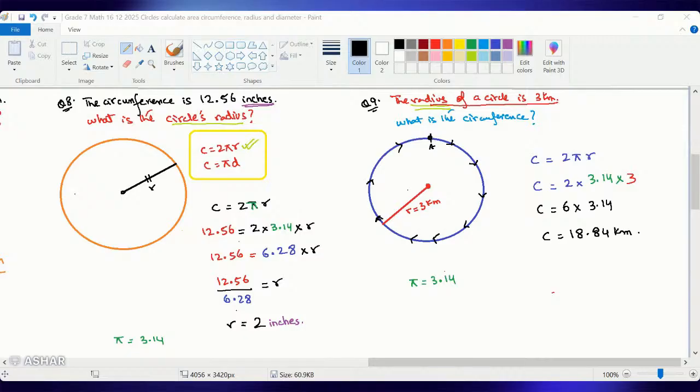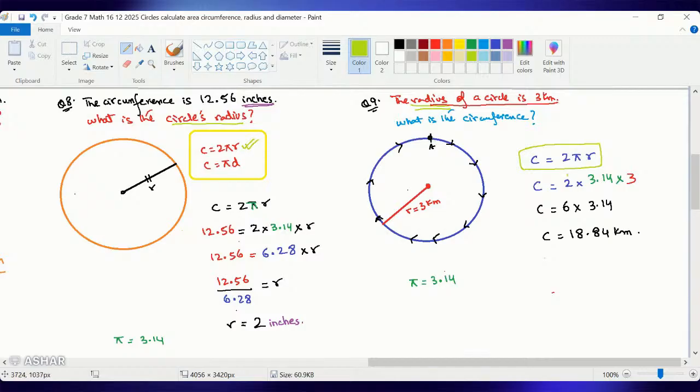Okay, let's see. 2 multiplied by 3.14 multiplied by 3. That is 18.84. Circumference is 2 pi r. Okay, I'll explain it again. The formula for the circumference is 2 pi r: 2 multiplied by pi multiplied by the radius.